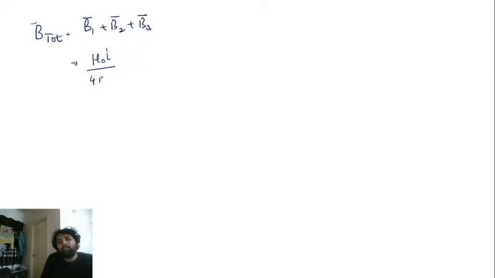So now applying the whole thing, B total will be equal to B1 vector plus B2 vector plus B3 vector. Remember one thing, superposition is not just adding vectors generally. This is coming out to be μ0 I by 4π b into 18. Oh, that's a huge value. You get 9 μ0 I by π b.